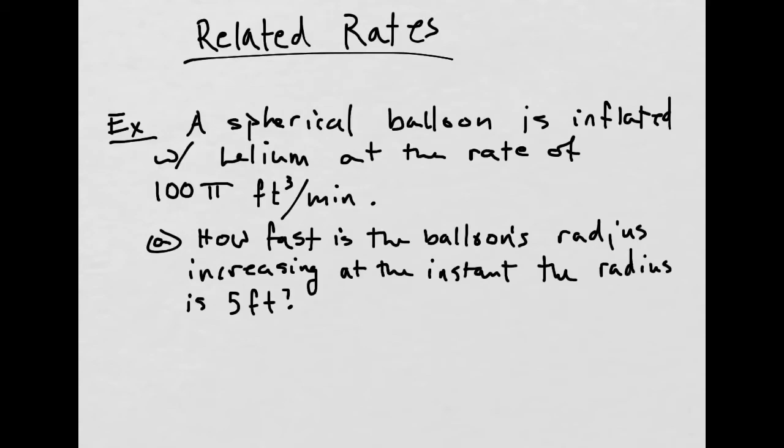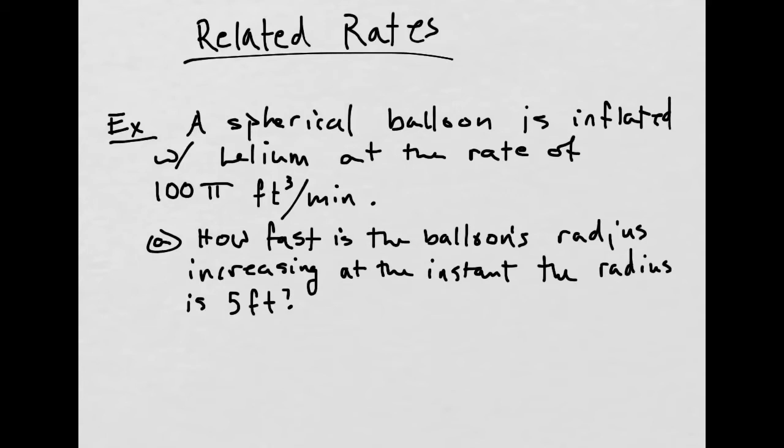Okay, let's take a look at this. A spherical balloon is inflated with helium at the rate of 100 pi feet cubed per minute. How fast is the balloon's radius increasing at the instant the radius is 5 feet? All right. So these are related rates. And rates are derivatives, instantaneous rates of change, which involve the derivative.